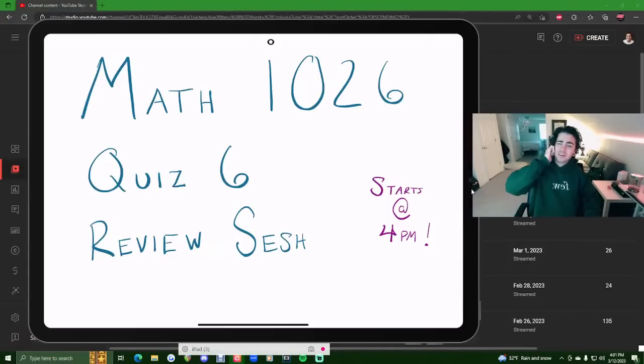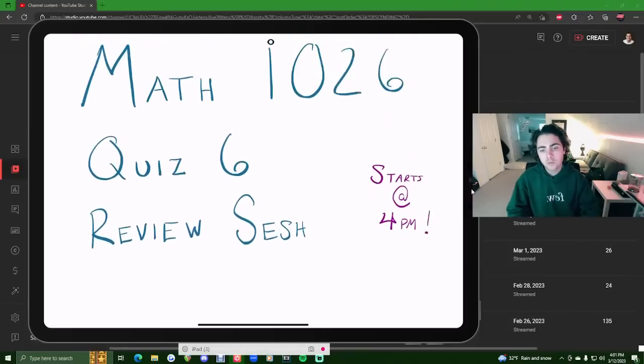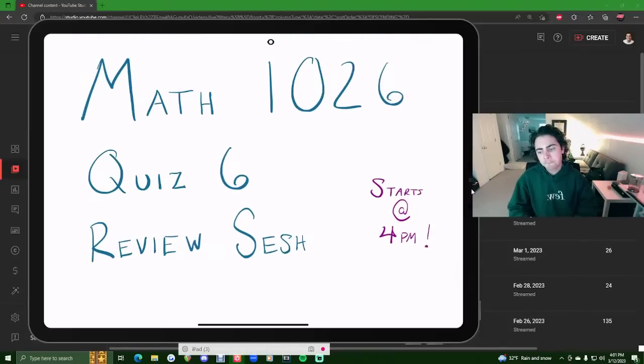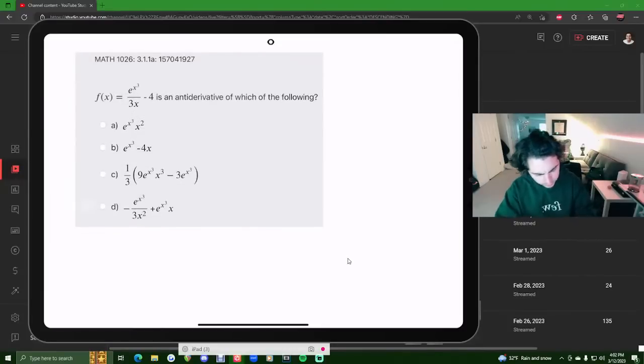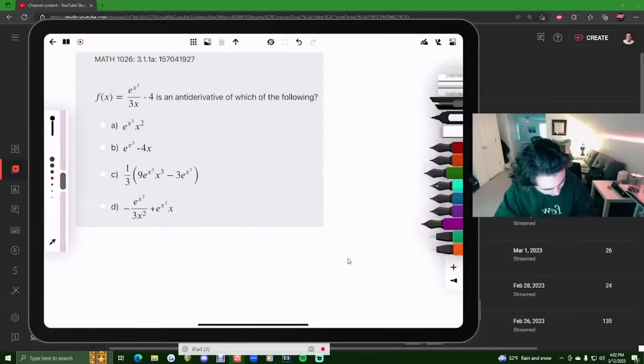Welcome to the Math 1026 Quiz 6 review session. You all, or whoever's in 1026, have this quiz due this week. I think I have a fair amount of problems pulled up here to practice. We're going to be going over antiderivatives today. We're getting into antiderivatives and indefinite integrals, things like that. Okay, so let's get into it.